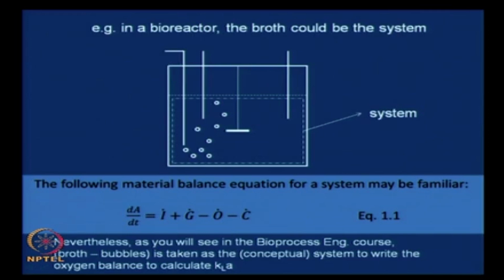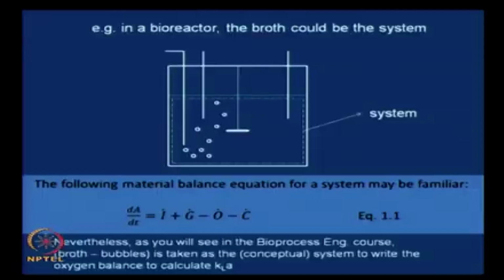Nevertheless, as you will see later when you do your bioprocess engineering course, we can consider a system consisting of the broth and you take the bubbles away from it conceptually. In other words, the system is going to be the broth without the bubbles in it. This is not reality, but conceptually we are considering the broth and removing the bubbles from it.